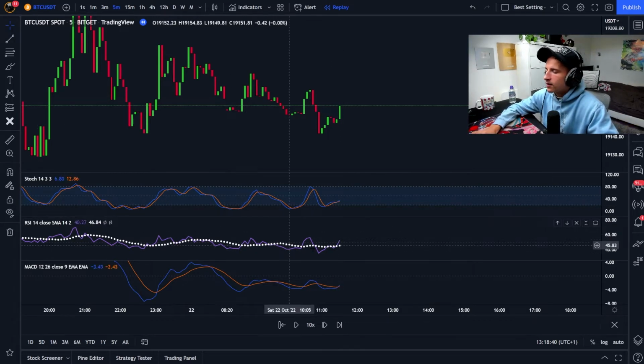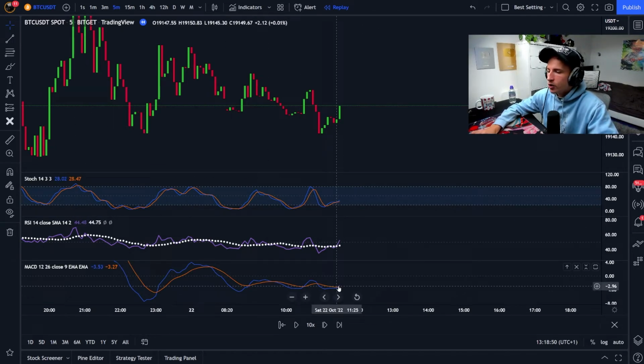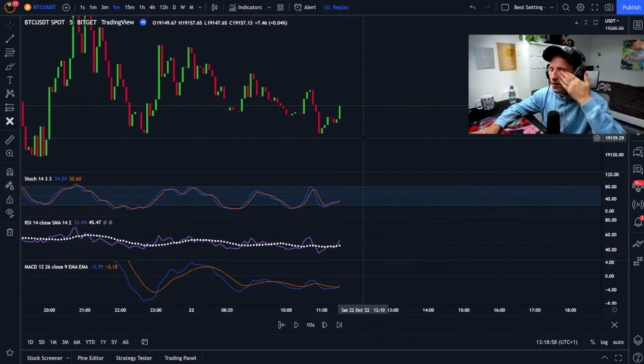On the second RSI right here, we should be bouncing off the white circles and heading towards an upper target. And then lastly but not least, on the MACD, we should have a bullish MACD cross, meaning that the orange line is going to be going underneath the blue line, and it's going to be a golden cross as they call it. Once this is done, all you have to do is make a long position.